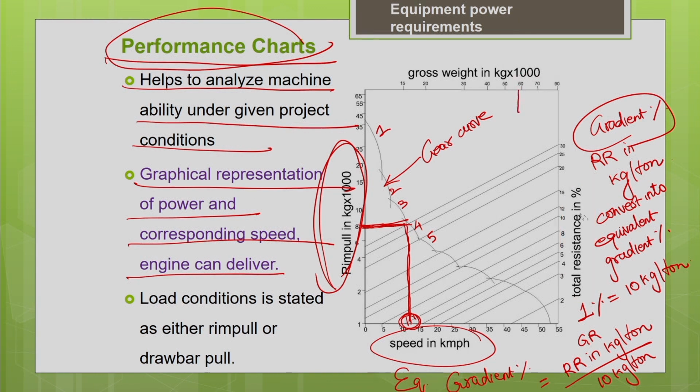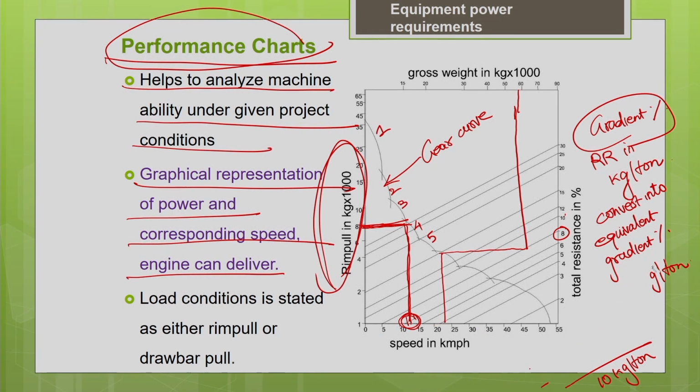Say your resistance is 8%. Draw a vertical line intersecting your total resistance percentage line. Once it intersects the total resistance percentage line, draw a horizontal line to the left intersecting your gear curve. Now drop a vertical line intersecting your speed. So this is how you can find the speed of the machine if you know the total resistance percentage.